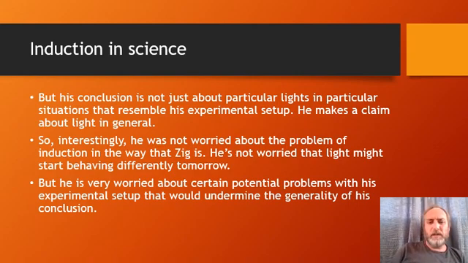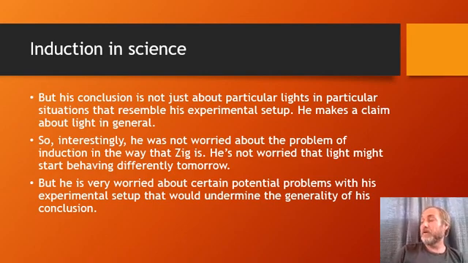So somehow, at some point, Newton was satisfied. He was not skeptical all the way to the end in the same way that Zig was, in the same way that Hume was. So he did have concerns, and there were a few things that he needed to make sure of and prove so that he felt like he could make his inductive generalization to his general claim. But once he was satisfied of those things, that his experimental setup was right, that his prism wasn't messed up, and so on, then he felt comfortable making the general claim.